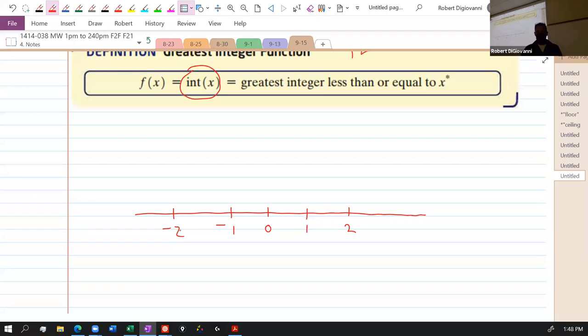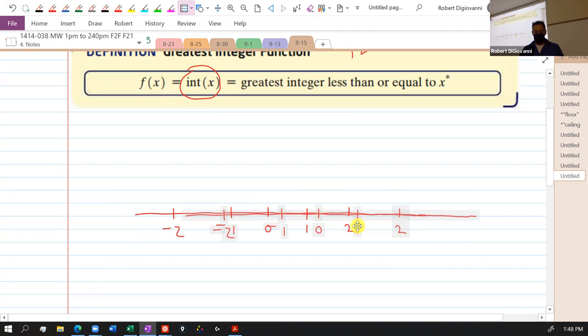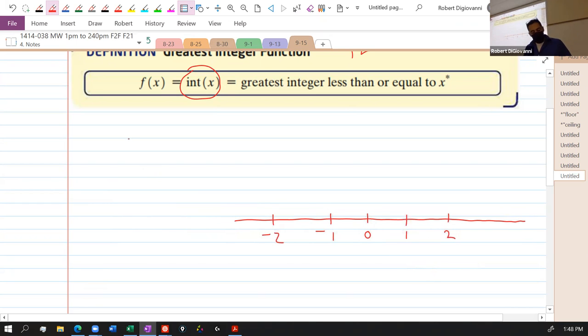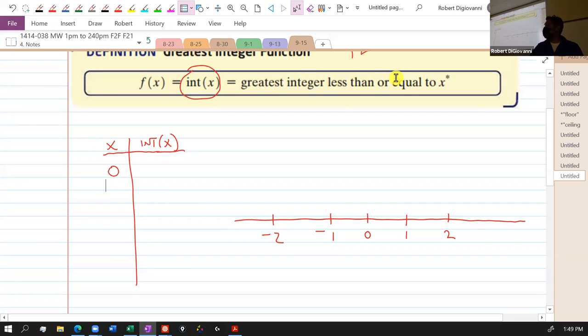Okay. So let's see if we can figure out what this function looks like. And the way I'm going to do this is by doing the good old-fashioned t-table. I'm going to start plugging in some numbers here. Here's x, and this is going to be int x. All right, let's start with 0. So if we plug in 0, let's look at what we're supposed to do with this. This function takes the number 0, and it gives us the greatest integer less than or equal to that number we plug in. So what is the greatest integer that's less than or equal to 0?